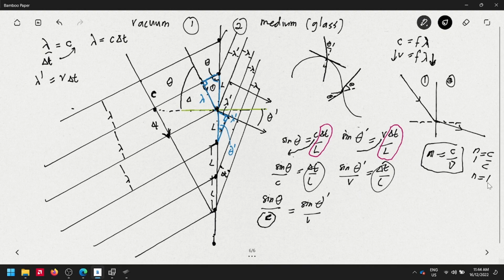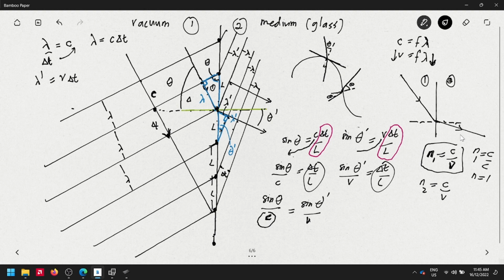Remember that. And then next, I have V for my second wave inside medium number 2. So in medium number 2, it is C over V. The V here is general, not the V for the second medium. It is general, just a formula. But if you want to find the refractive index of the first medium, then you replace V with C. But if you want to find the refractive index of the second medium, you replace V with the V of the second medium. It is quite confusing, but you have to bear this in mind.